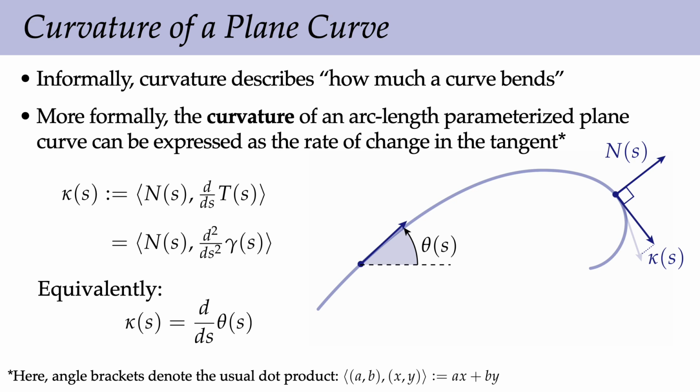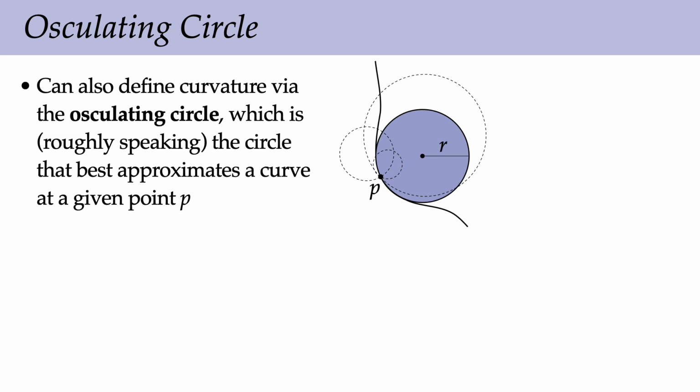A third and completely equivalent way of defining curvature is using the osculating circle. Roughly speaking, the osculating circle is the one that best approximates the curve at a given point. You can imagine we tried out every possible circle, and we stuck with the one that looked the most like the curve.